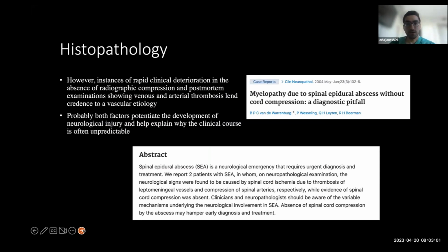So, there is, however, this other theory that vascular thrombophlebitis leads to a neurological deficit in these patients. And here's one paper that was published in 2004. They published 2 case reports, or 2 patients in whom neurological signs were found to be caused by spinal cord ischemia due to thrombosis of these leptomeningeal vessels. So, I think probably both factors are involved in the development of neurological injury, and both definitely play a role in why patients develop weakness secondary to this devastating disease.